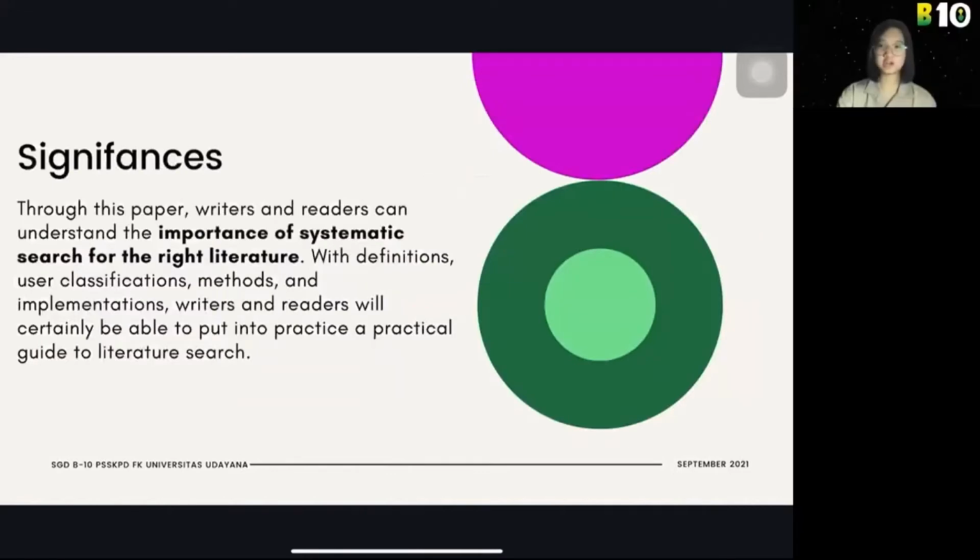My name is Cokorda Istri Agung Scotty, and I'm talking about significance. Through these papers, writers and readers can understand the importance of systematic search for the right literature. With definitions, user classification, methods, and implementation, writers and readers will certainly be able to put into practice a practical guide to literature search.